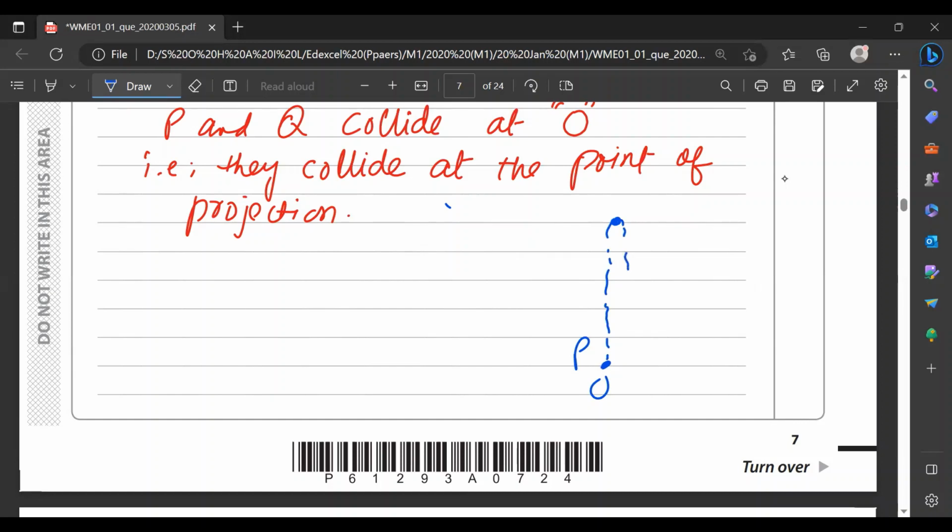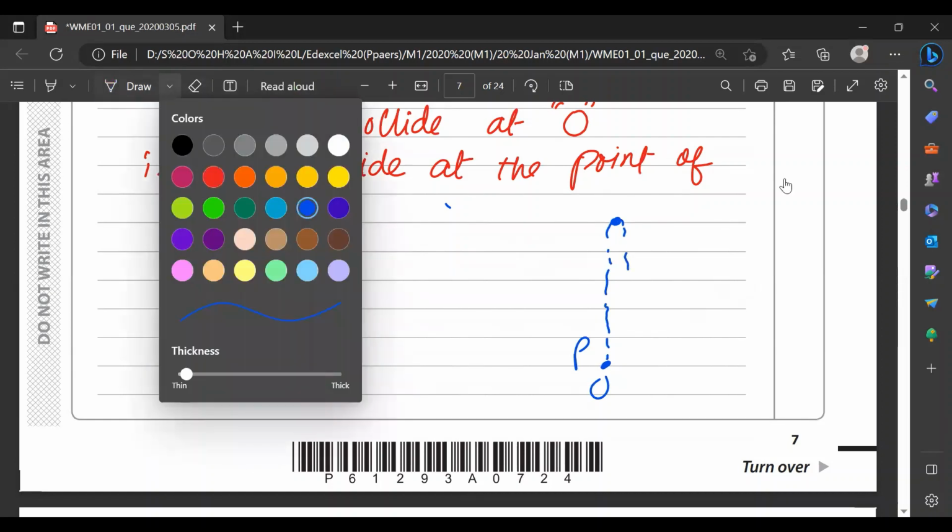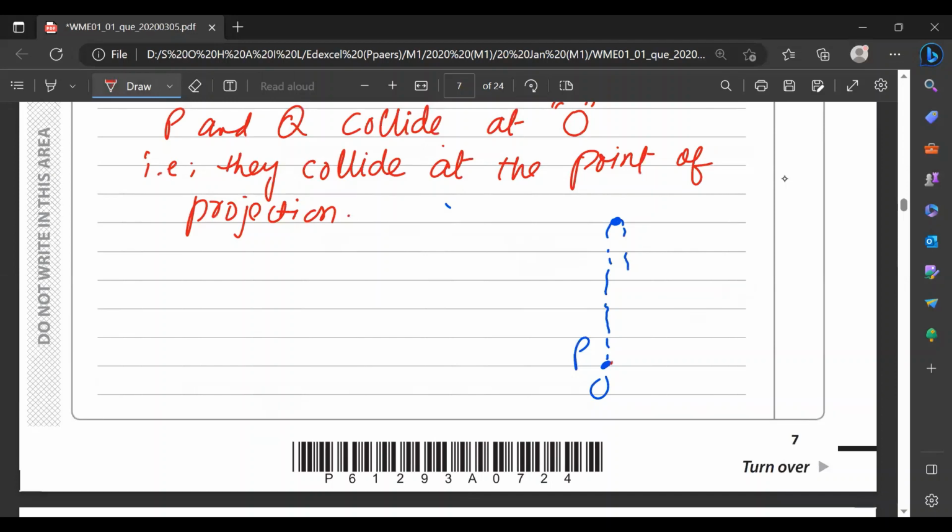The other particle started from here at the time when P reaches the maximum height. So obviously it will move forward in the upward direction and then again come down. So they will collide at point O. This is basically the answer to this part.